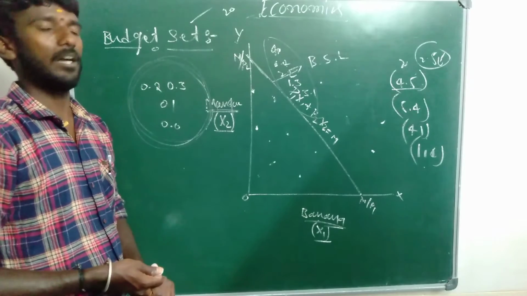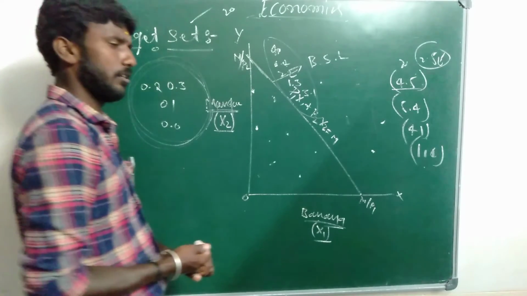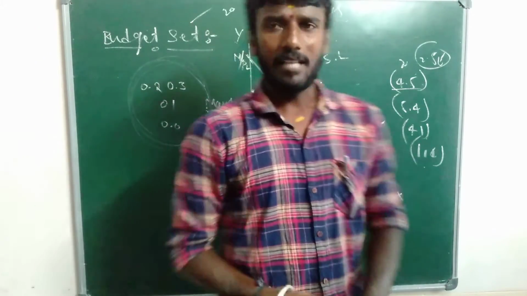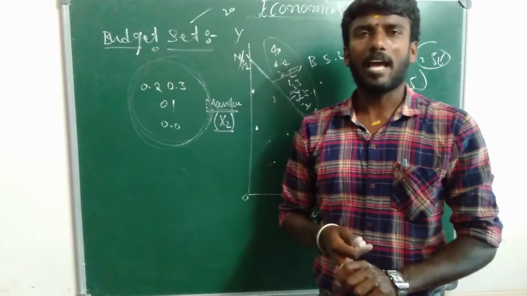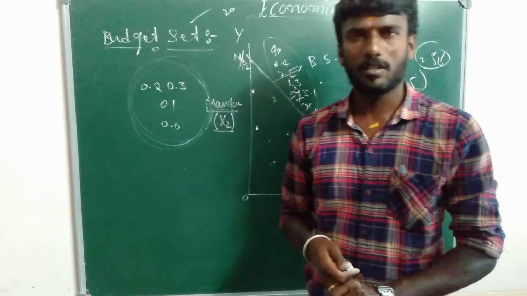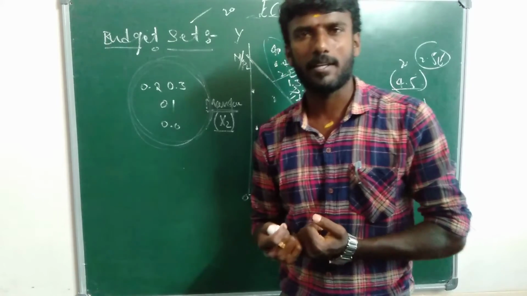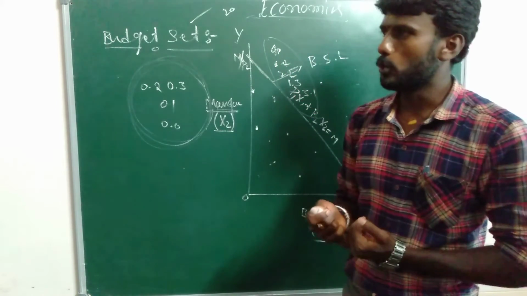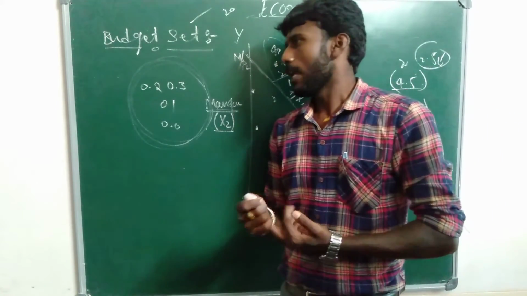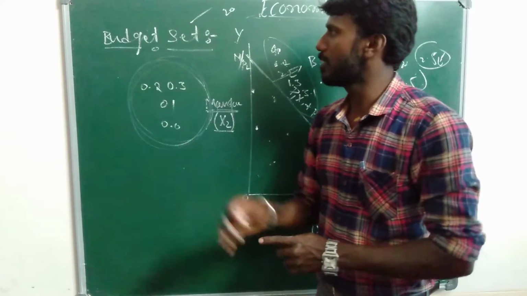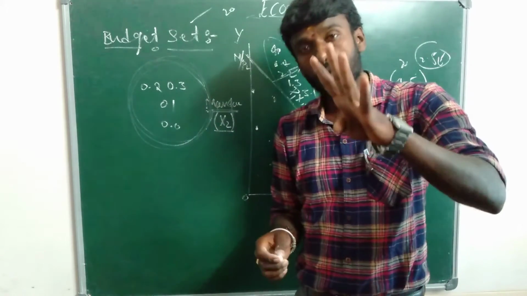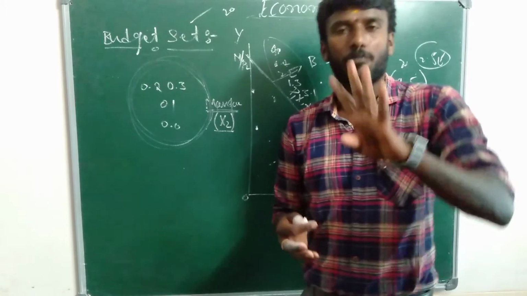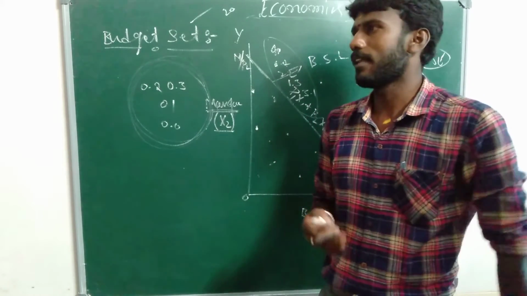With the help of the graph. See students, on the basis of the budget set, I already informed you in the last hour that 1 mark and 2 marks questions will arise. Now I am going to tell you that on the basis of this concept, 4 marks questions will also arise. That is very clear.